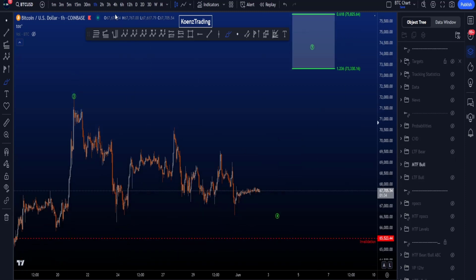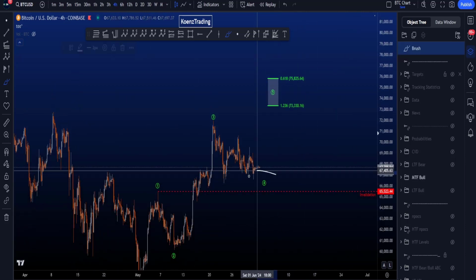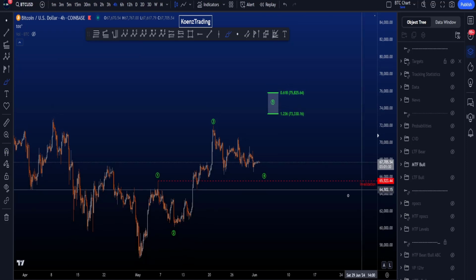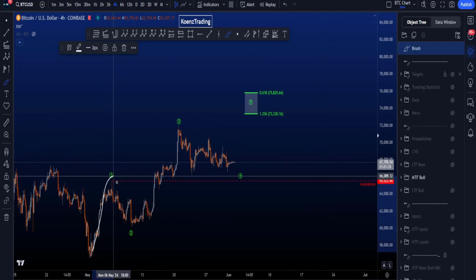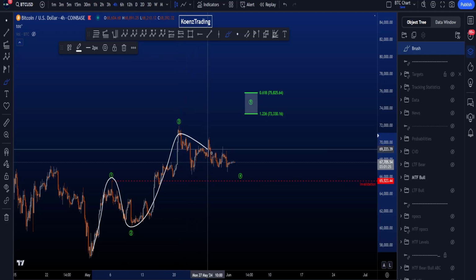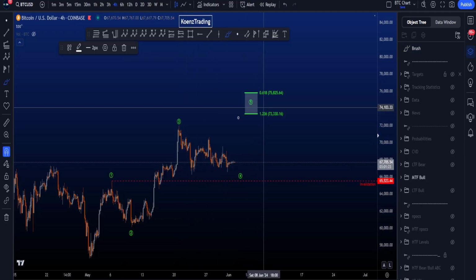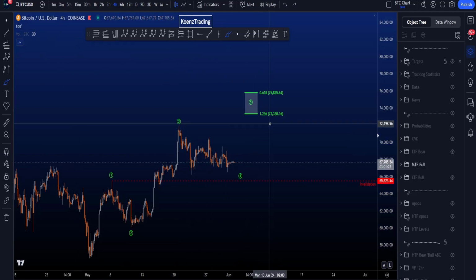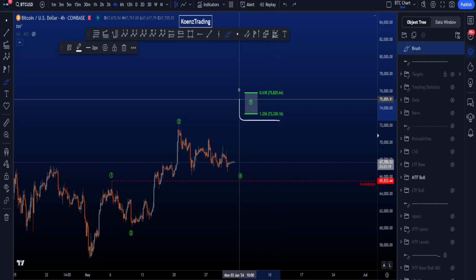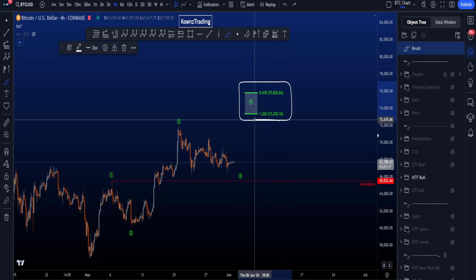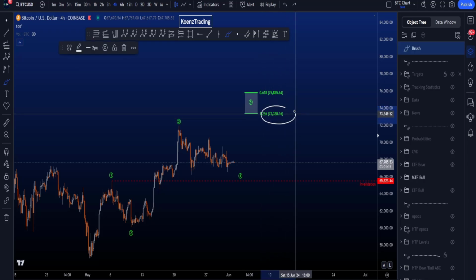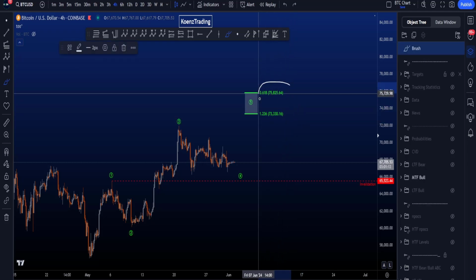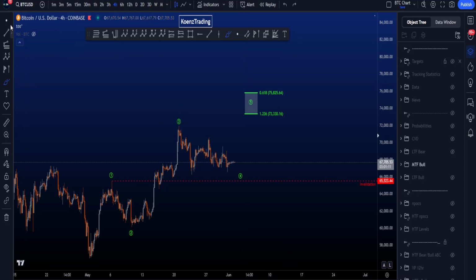This triangle scenario is then a subdegree of this wave 4, as in this particular case we're looking for an impulse, wave 1, 2, 3, a triangle in 4 and then a wave 5 to the upside. The common target for your wave 5 is between the 1.236 and the 0.618 on the chart, which gives you a target between 73.3k and 75.8k.